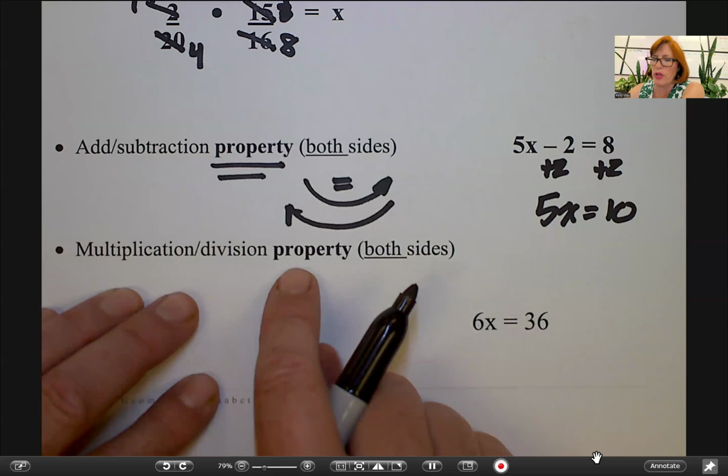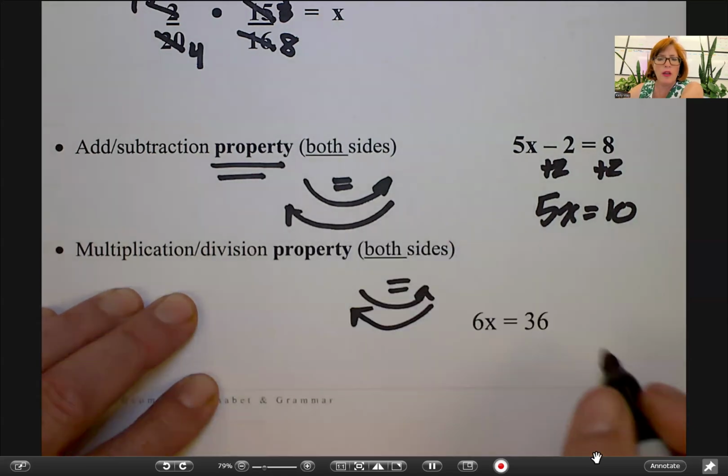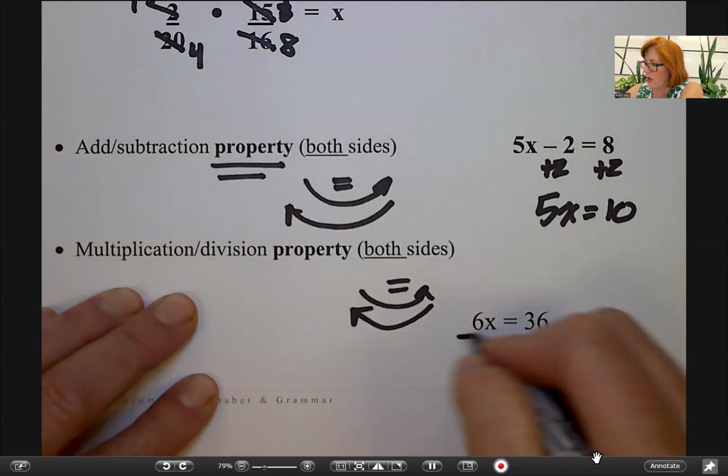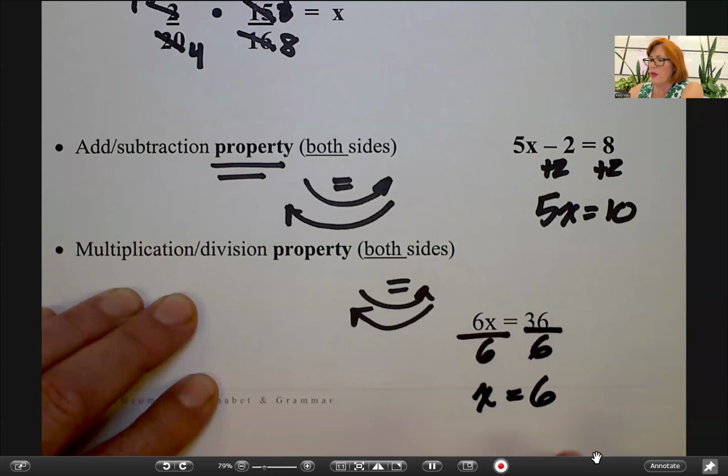Multiplication, division property. Again, you're working back and forth across the equal sign. If I were to solve here, divide by 5, 6. Okay, that's called division property.